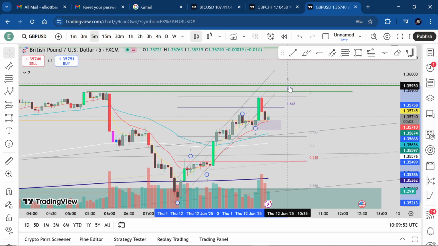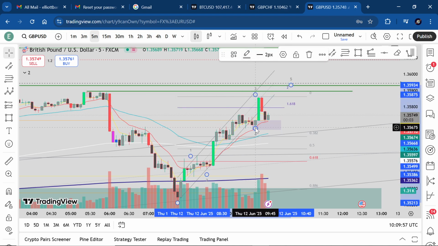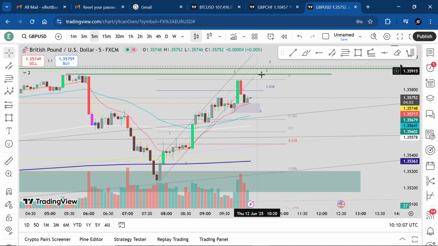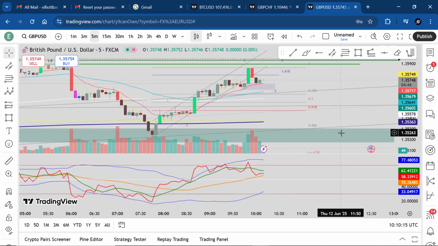I think the count would be a bit more like this. I think that's the 4th wave of our 3rd wave. We're now in the 4th wave. Okay, so 1, 2, then 1, 2, 3, 4, 5, whatever. That's the 3rd wave. This is the 4th wave over here. Purple box. Continuation to the upside from there.